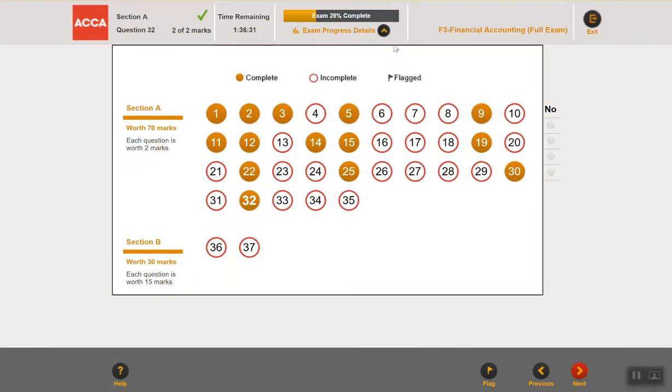The next thing I'm going to do is jump to section B and answer questions in section B. I'm going to leave the remaining questions in section A, first answer section B, and then come back to the questions that are white in section A. So let's go to section B.